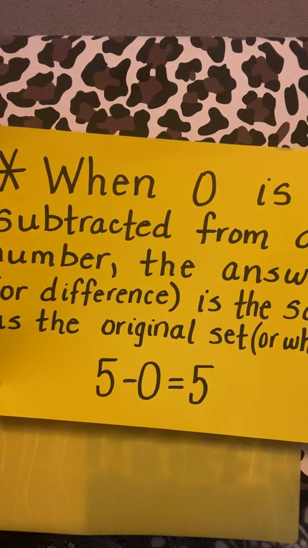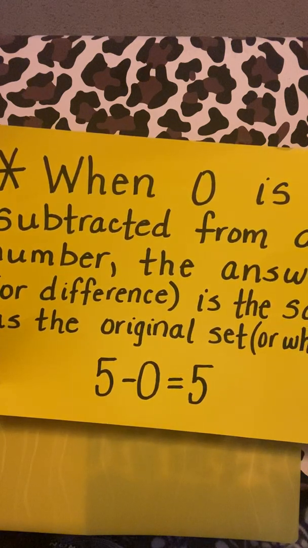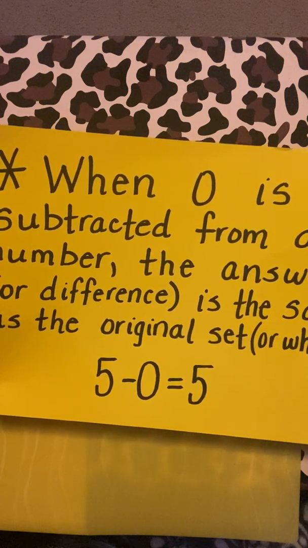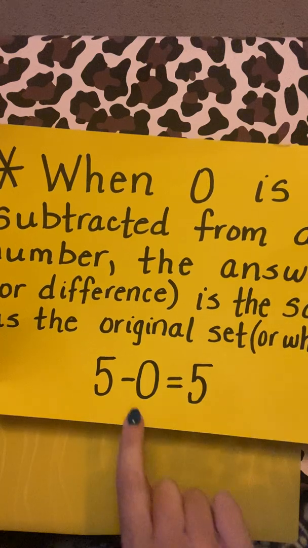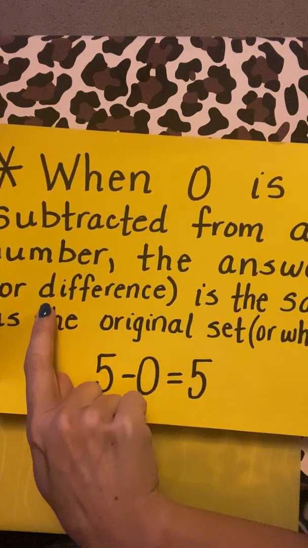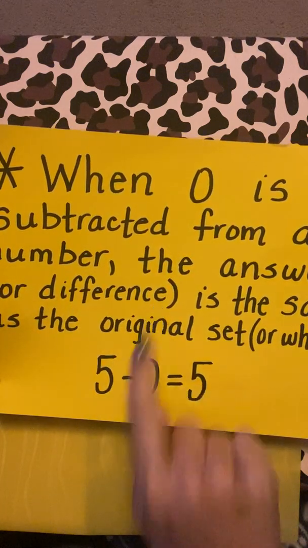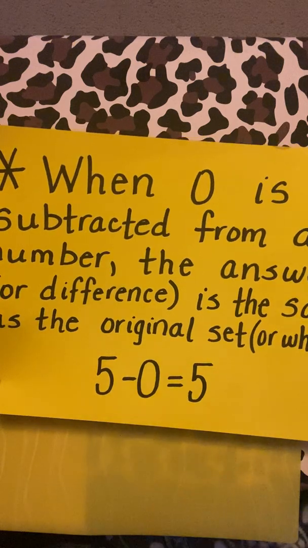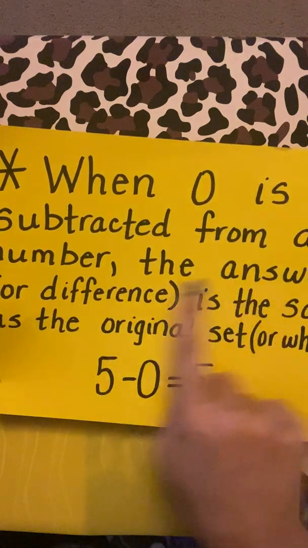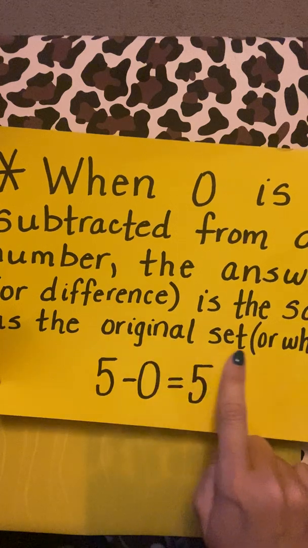We've talked about addition when we're adding, and you always hear Miss Becky say the sum, S-U-M. Remember, the sum is the answer when you join 2 sets together, when you're adding. But when we are subtracting, the minus, we're not going to say the word sum, we're going to say the what? The difference. So when you hear the difference, you know that we're going to be subtracting. So again, the rule is when 0 is subtracted from a number, the answer or difference is the same as the original set or whole.